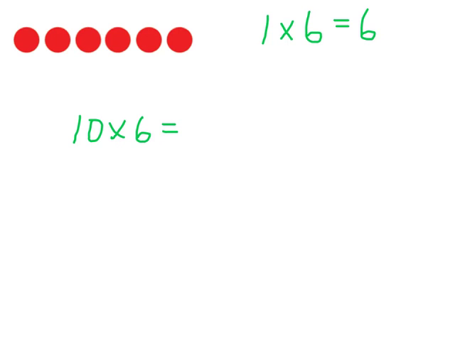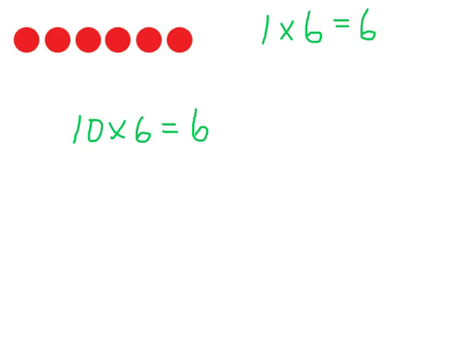Let's look at 10 times 6. We're going to use 1 times 6 to help us with our 10 times 6. So we know that with 1 times 6, the answer is 6. So we're just going to write that down for a second. We're going to ignore that 0 in the 10.